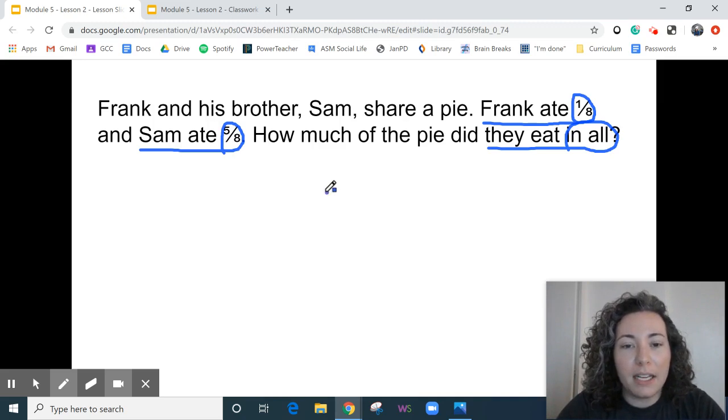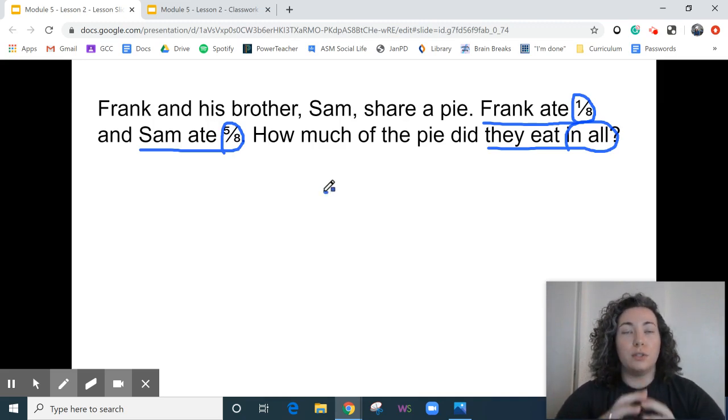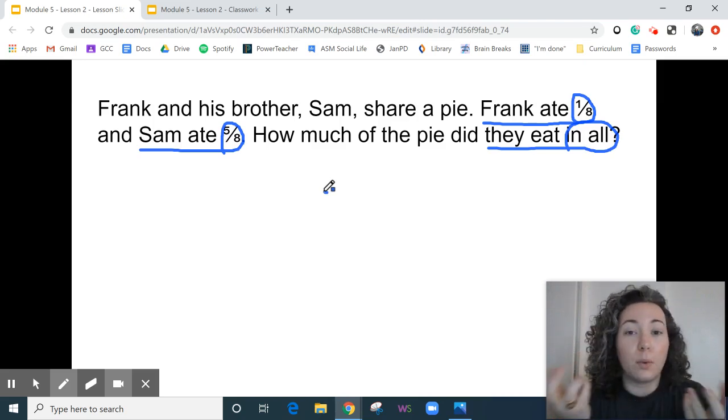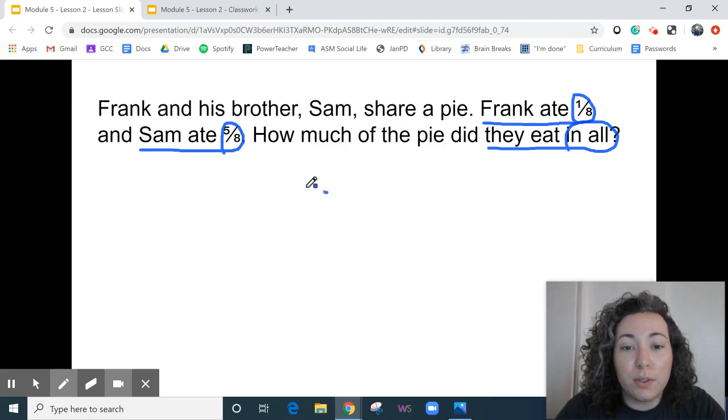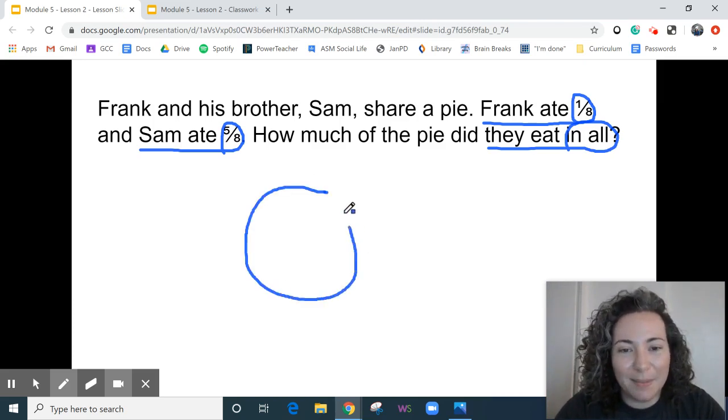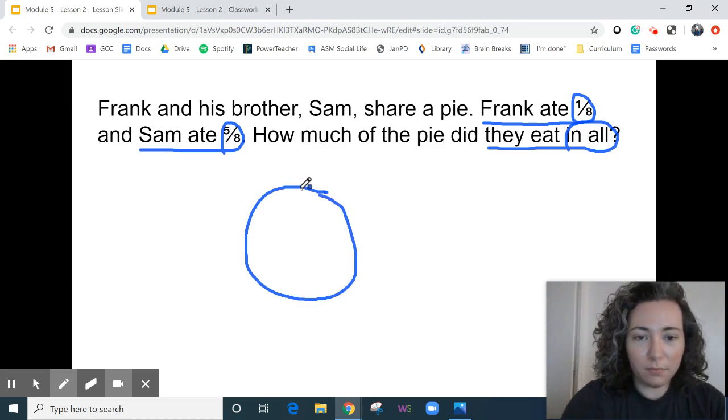You could do it as a rectangle, like a tape diagram. You could use a square to be your model. I'm going to choose a circle because we're talking about a pie, of course, and that's what makes sense to me. So I'm just going to do my best with a circle there. I'm going to split it into 8 equal parts.